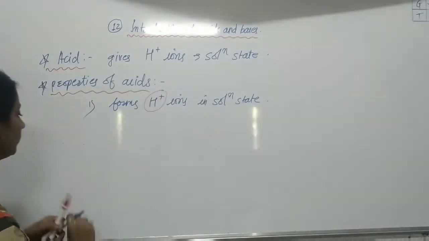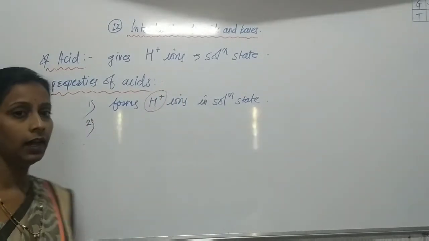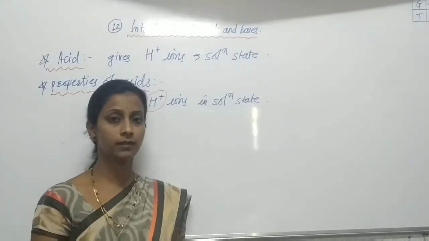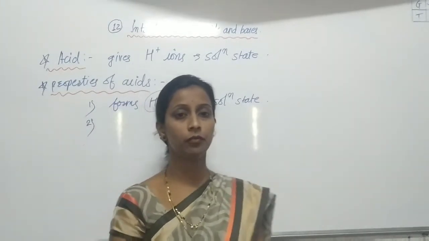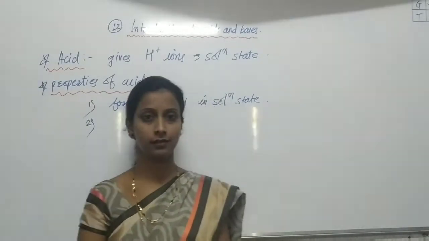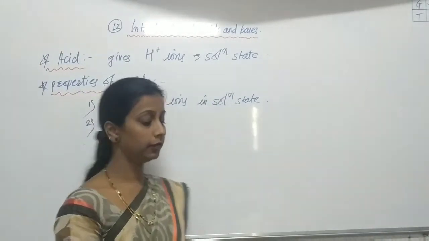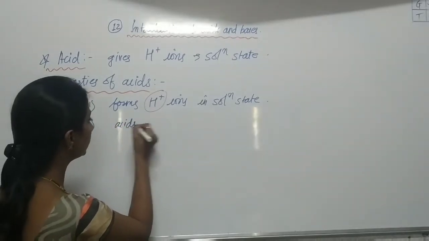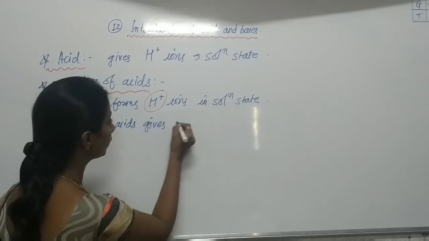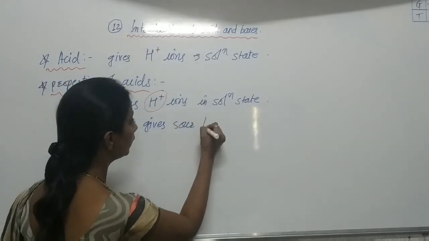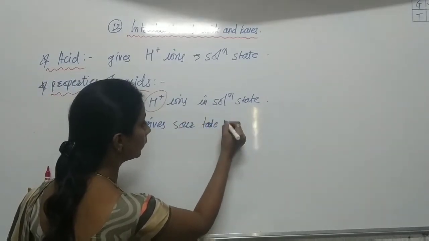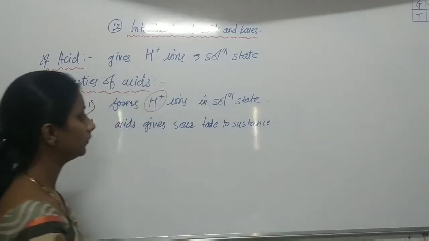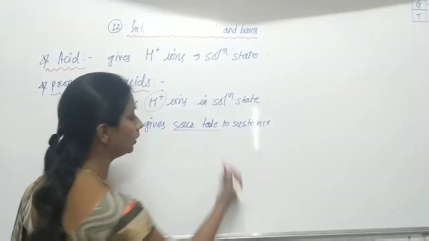Next, acids give a sour taste to the substance. We know substances like lime juice, tamarind and tomato contain acids inside them, so they are sour in taste. Here acids give a sour taste to the substance.